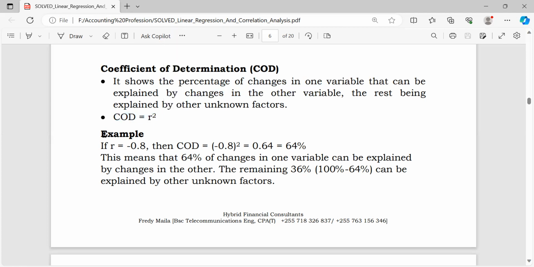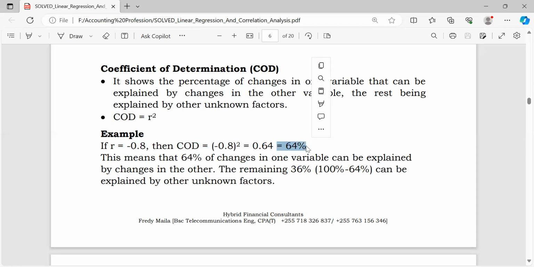So let's take a look at an example here. If correlation coefficient R equals negative 0.8, then coefficient of determination should be equal to the square of negative 0.8, which would give you 0.64. Putting it in percentage, you'd have to multiply by 100%, and then you would end up with 64%.